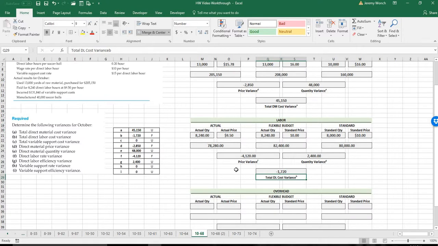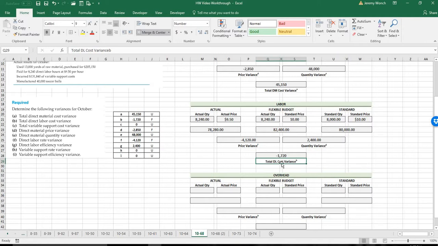So for labor, we planned on doing 80,000. We actually did 78,000. Part of it was that because we actually had a lower price per hour, and so that accounted for $4,120 less. But we also had more hours than we anticipated doing, which caused $2,400 of cost. And so the net variance for labor is going to be 1,720, which is a negative number, which means we paid less, so that's going to be a favorable variance.